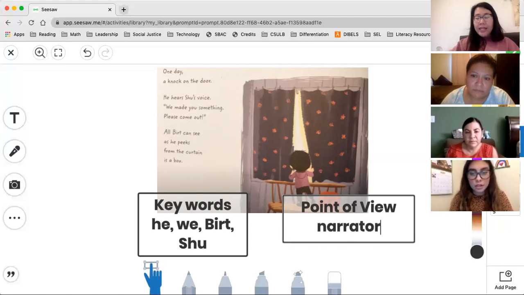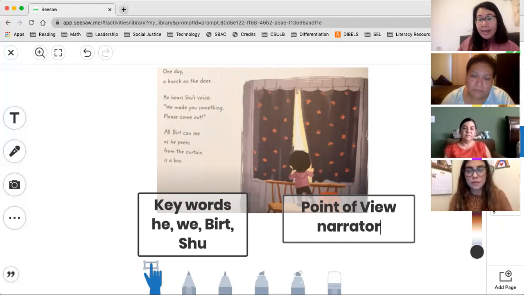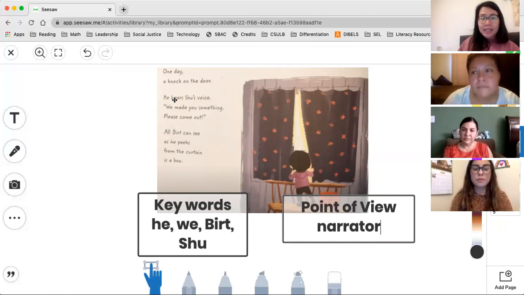I love it. Again, putting ourselves in the scene and asking ourselves, well, who's actually watching this happen? Who's telling this story? And I know that some of us might be a little bit tricked because of the quotation marks here, right? It says, he hears Shu's voice. We've made you something. Please come out. And you might be tempted to say, oh, it's Shu. Shu is telling this story. But remember, we're not asking you who's using the dialogue. We're asking you who's telling the story, right? And if it was Shu that was telling the story, it would say, I said, right? Because then it'd be Shu telling us the story, but that's not what it says.